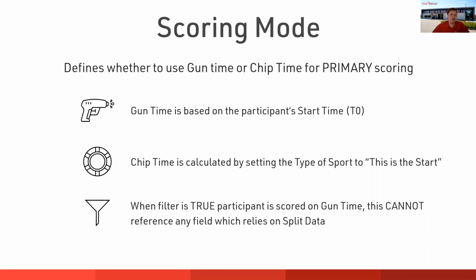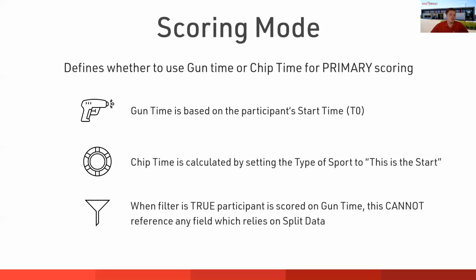So either gun time, and the gun time then is always based on the participant's start time, which is T0. If you have a wave start, then of course the T0 is different for participants even of the same contest. But you can also score based on chip time, and the chip time is always calculated by the settings of the splits, and it refers to the split with the type of sport. This is the start. You will see that in a bit. And if you have several splits using the type of sport, this is the start, then the chip time will be calculated from the last split using this type of sport.